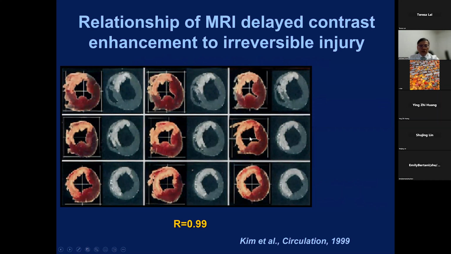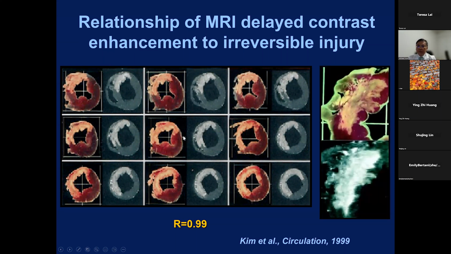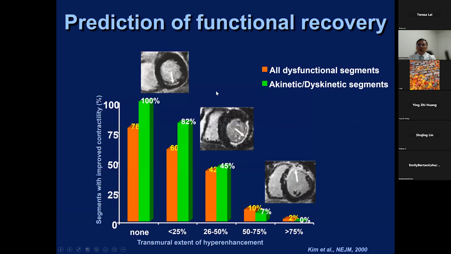This is a pathology study that compares an MR image with an autopsy of a rat. This is not human. They create a scar in the laboratory, and then they do MRI. You can see the laboratory scar is identical to the MRI scar. So that's how accurate MRI is. Basically, it's like a virtual biopsy. And this is to show you the more scar you have, the less functional recovery. So you shouldn't consider sending a patient to have bypass or stent if the scar is transmural.